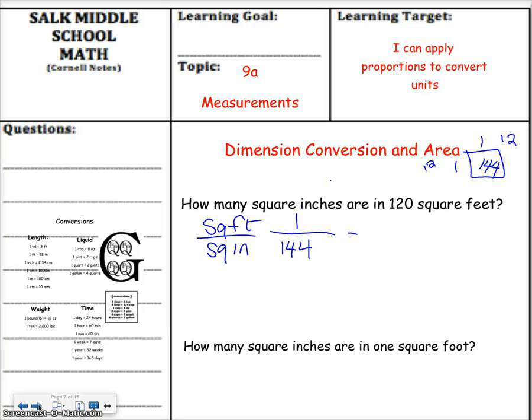And then I want 120 square feet. So where does this square feet go? Top or bottom? Top. And so then I just use the cross product. 144 times 120 is 17,280 square inches are in 120 square feet.